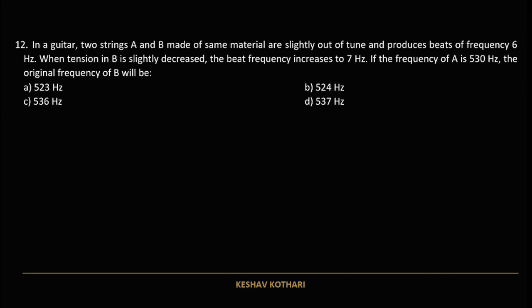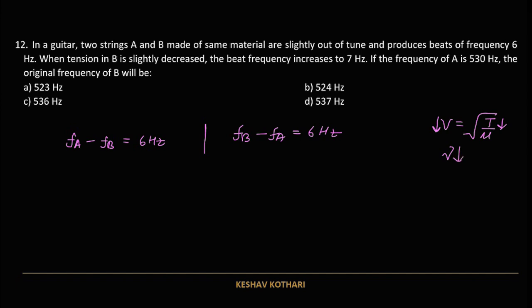So now over here, according to the first condition, two possibilities are there. That is Fa minus Fb is equal to 6 Hz, or Fb minus Fa is equal to 6 Hz. Now the problem is saying when the tension is slightly decreased. Now V is equal to root over T by mu. So if we decrease the tension, the velocity decreases, and so does the value of frequency. The frequency of B will decrease. So if the frequency of B decreases, then certainly the difference between them must increase.